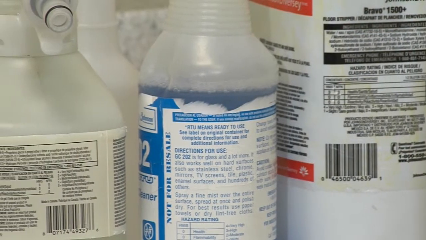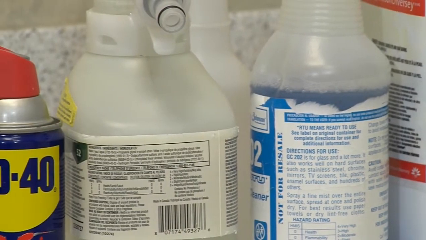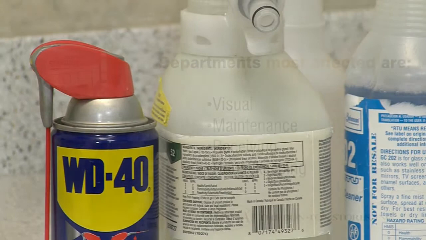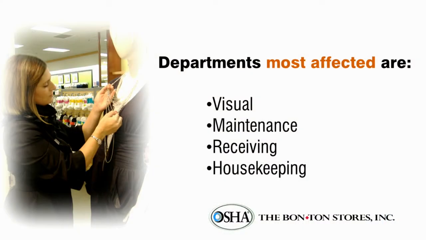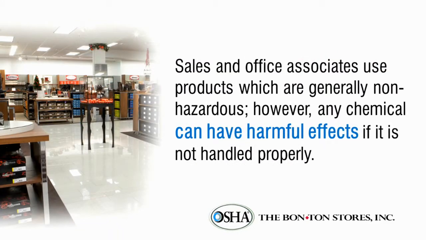Each department using these products needs to identify and list these products. Departments most affected are visual, maintenance, receiving, and housekeeping. Sales and office associates use products which are generally non-hazardous. However, any chemical can have harmful effects if not handled properly.